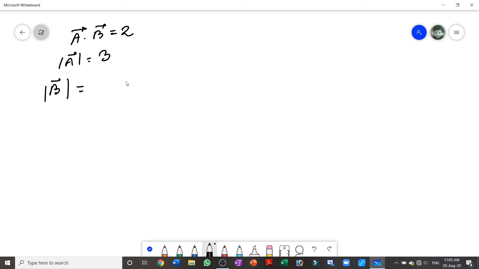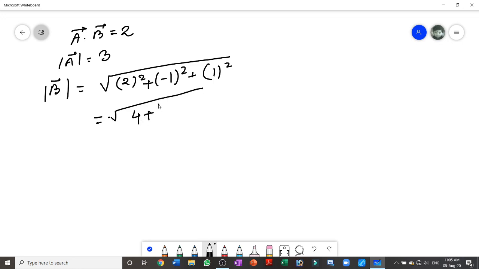mod b vector, the term is mod b vector, that is 2 square, the coefficient of i cap in b vector is 2, plus minus 1 square, that is the coefficient of j cap in b vector is minus 1, and plus 1 square, that is the coefficient of k cap in b vector is plus 1. So what will be its value? 4 plus 1 plus 1, that will be root under 6. Its value will again be positive because we have taken the mod value.